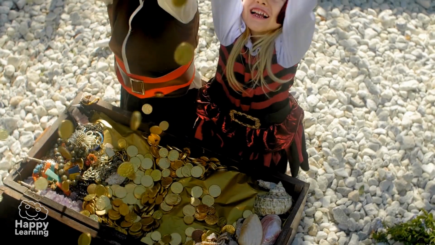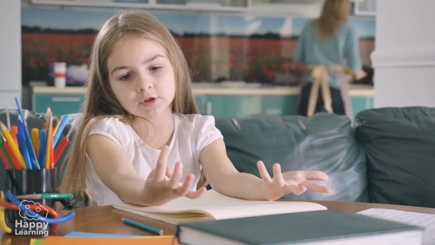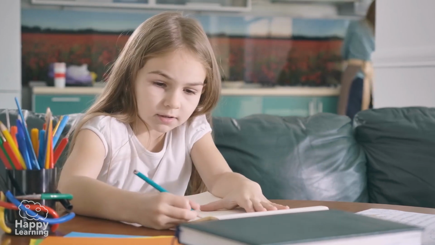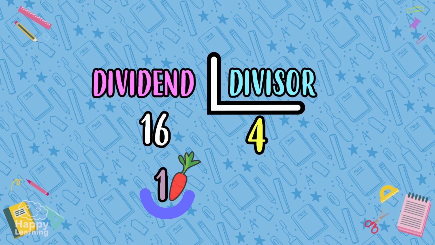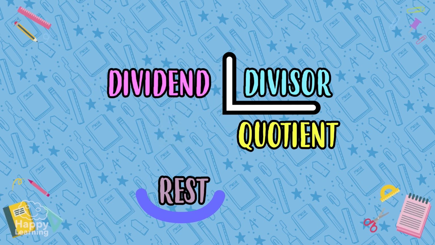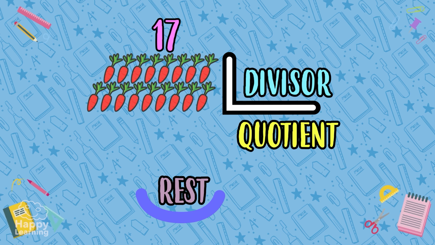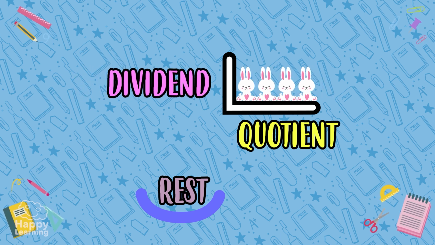We already know what it means to divide, and we also know how to do the mathematical equation. Now, we are going to know the parts of the division that are the dividend, the divisor, the quotient, and the rest. The dividend is the amount that we are going to distribute. In this case, it is the number 17 because there are 17 carrots that we are going to distribute. The divisor is the part between which the dividend will be distributed. Since there are 4 rabbits, the number 4 is the divisor.